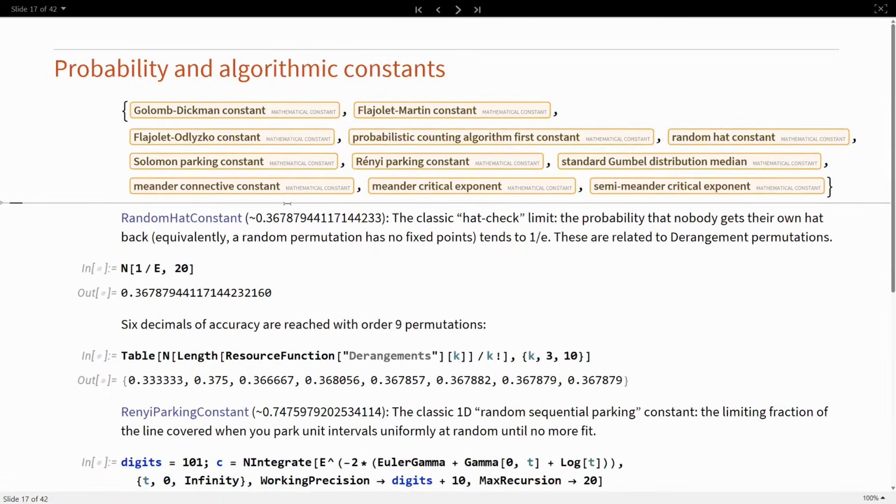Let's see, some probability constants. If we have a whole bunch of hats scrambled and we just hand out hats randomly, we can figure out the probability of no one getting their own hat. And that is equivalent to something called a derangement permutation, where none of the values in the permutation is equal to the original value. And the expected value for a derangement in a permutation is this value, 1 over e.